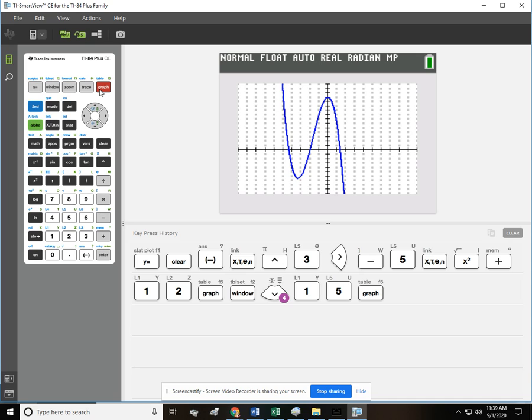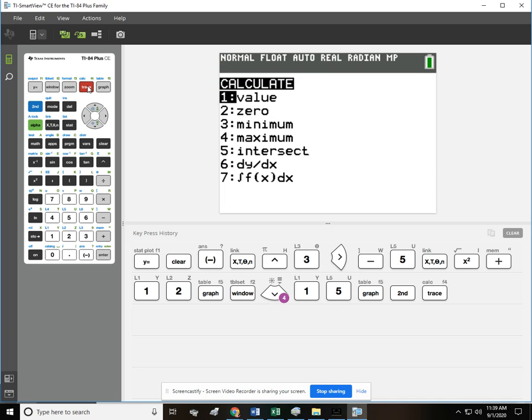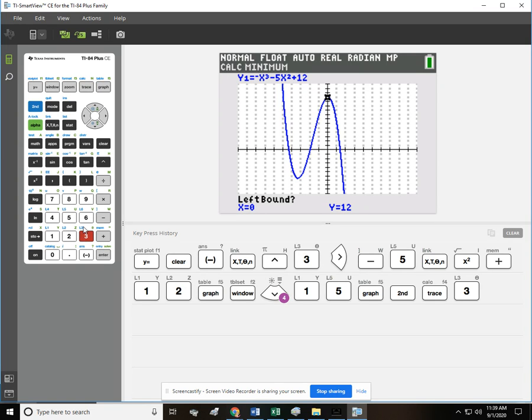All right, so to find the maximum and minimum, we're going to do second and then trace. This takes you to the calc menu. Now, if we want to choose a minimum, we choose number 3. If we want to choose a maximum, we'll choose number 4. So let's just go ahead and do the minimum first. All right, you get this little flashing cursor. So what we'll do is move that cursor, because at the bottom it says left bound. So we're going to move that cursor to the left side of our minimum. So there's our minimum about right there. So move so we know for sure we're on the left side, and then hit enter.